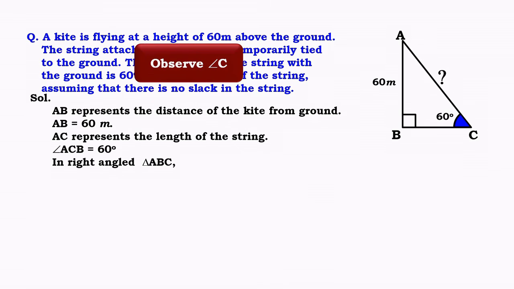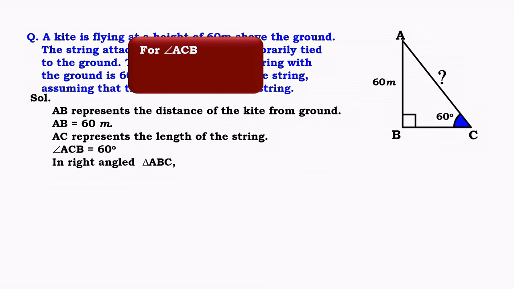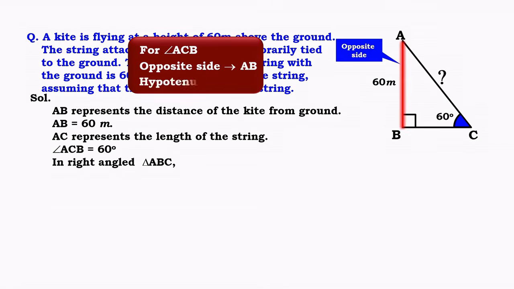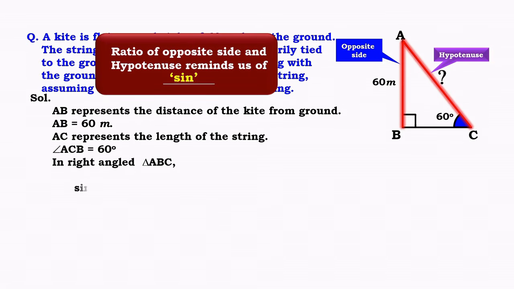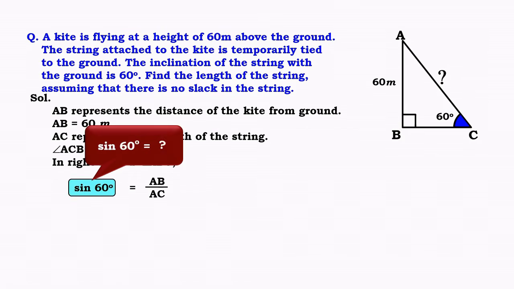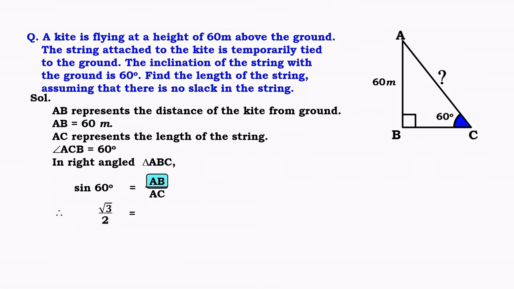With respect to angle C, AB is the opposite side, while AC is the hypotenuse. The trigonometric ratio involving the opposite side and the hypotenuse is sine. Therefore, sin 60 degrees is equal to AB divided by AC. Substituting the values, sin 60 degrees is equal to 60 divided by AC. We know that sin 60 degrees is root 3 divided by 2. So, root 3 divided by 2 is equal to 60 divided by AC.